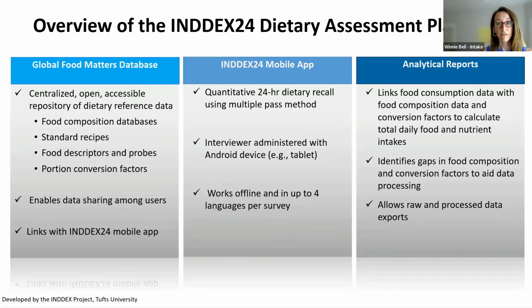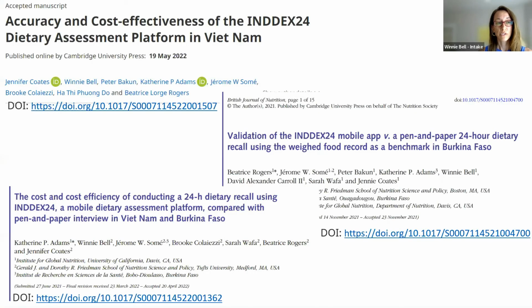So the objective of this series of studies was to assess the accuracy, cost, and cost effectiveness of this tool compared to pen and paper, using the benchmark of weighed food records. So these are the publications that I'm going to be presenting on today.